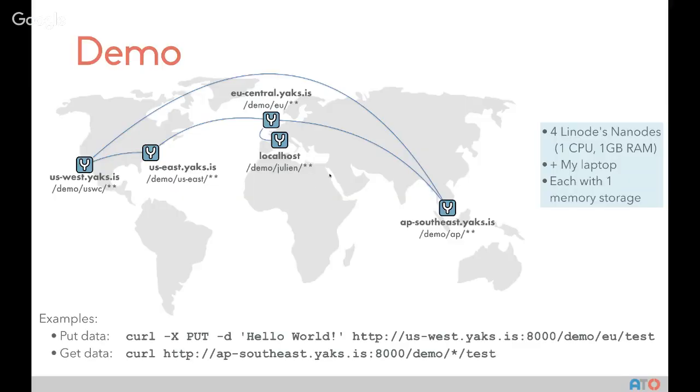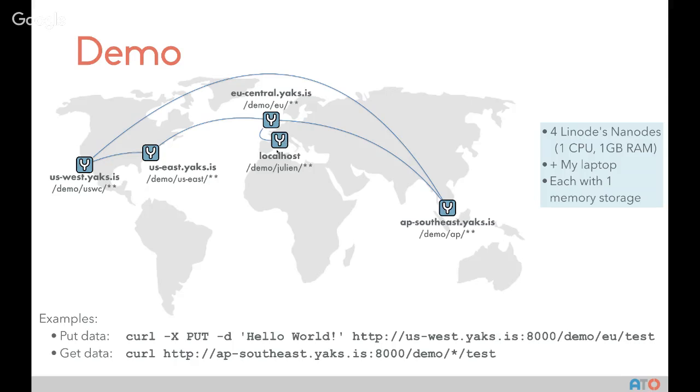So now we can switch to the demo. Here is a view of the demo that is currently running. We are using 4 Linode instances in different regions of the world: one in the US West Coast, one in the US East Coast, one in Europe Central in London, and one in Asia in Singapore. So you have the domain names of those instances.